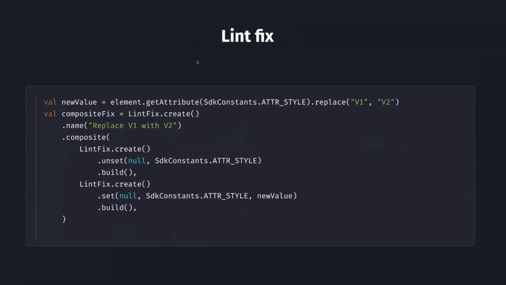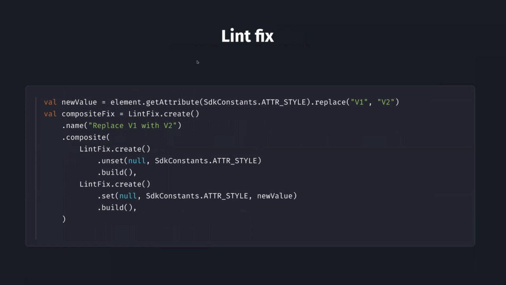So what we do is we take the attribute value from the element. In this case, it's a simple string replace. So we replace v1 with v2. And then we start creating a lint fix. Here, our lint fix has two steps, and hence we create this composite lint fix. We also give it a name, replace v1 with v2, and this will show up in the tooltip whenever the user comes across this error and wants to replace it.